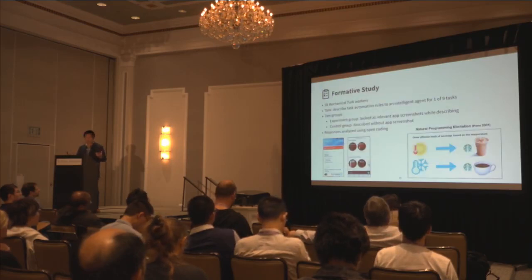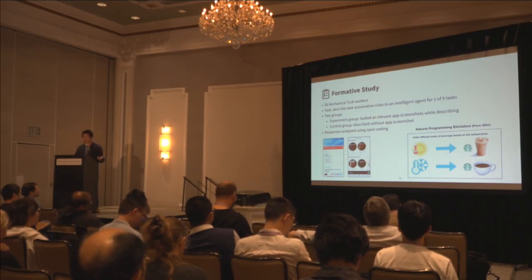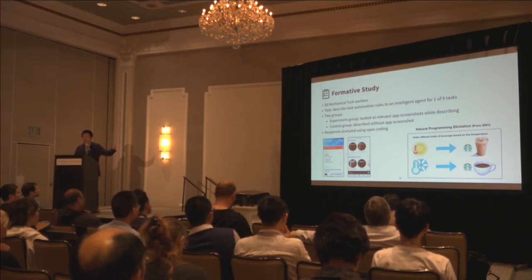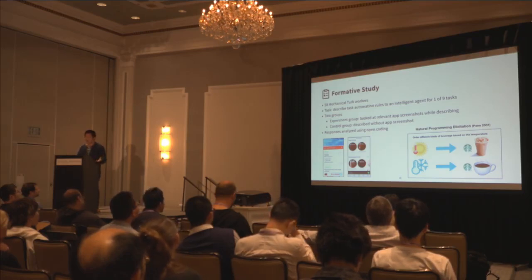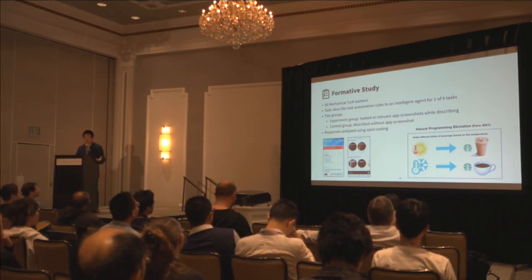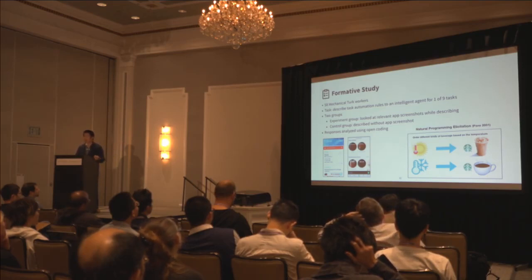To help us design a new approach, we conducted a formative study on Mechanical Turk. We asked workers to describe a task automation rule to an intelligent agent in natural language. To avoid biasing the user's language, we showed prompts in graphics instead of text. This is known as the natural programming elicitation method.